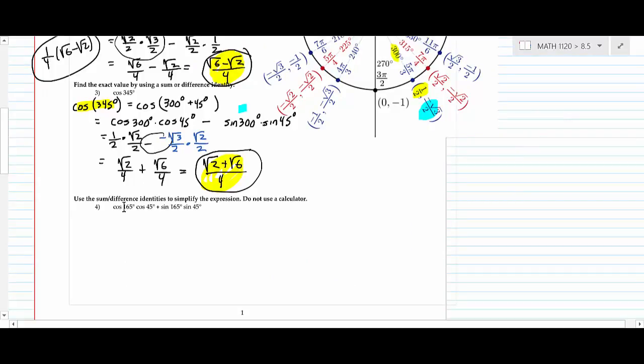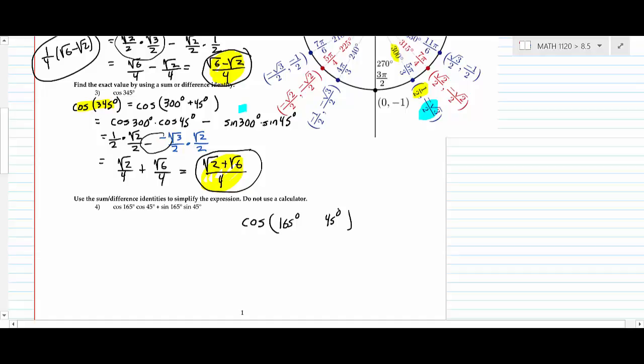What you see with this one is 165, that's not a special angle. But what I'm hoping you see is the identity in reverse. What do you have? Cosine, cosine, sine, sine, right? So we could put that together in the identity backwards. That's the purpose of this problem, to show you how to put the identity backwards. So it's going to go like this: we're going to have a cosine, and then 165, and then 45.